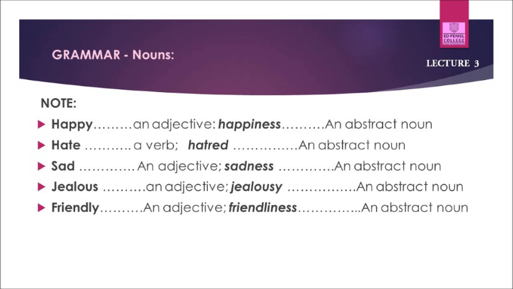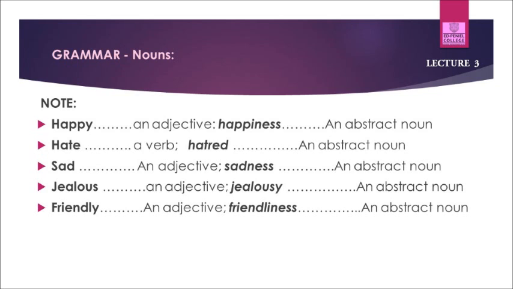Jealousy is an abstract noun, but the word jealous is an adjective. Friendly is an adjective, and then friendliness is what? An abstract noun. So take note and be able to distinguish between the noun forms of these words, as there are other forms, be it a verb or an adjective. Take note, especially when you're writing.